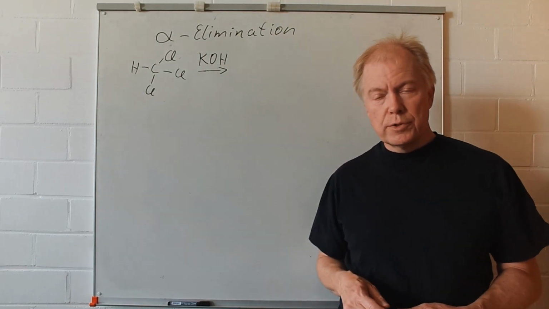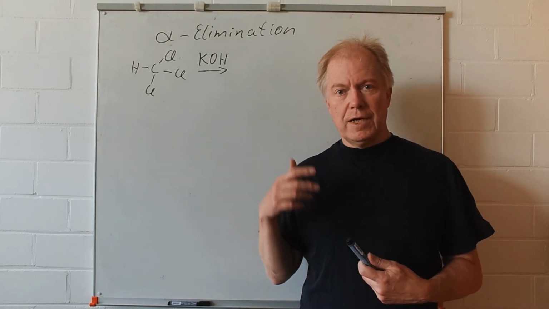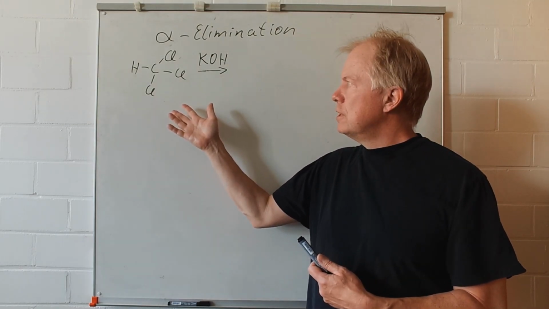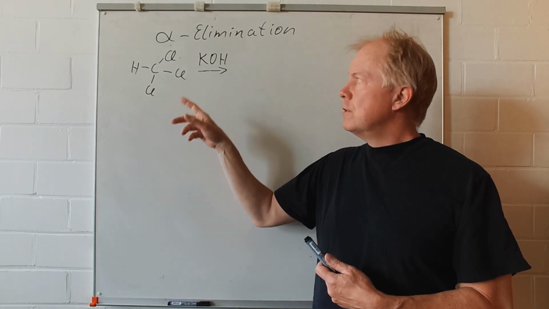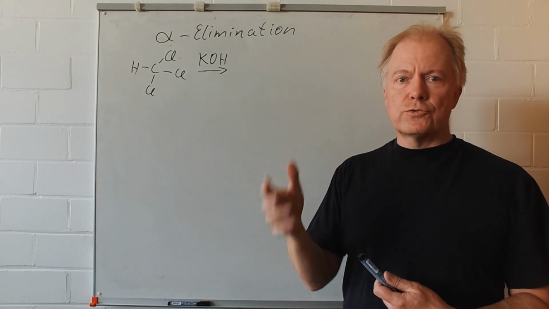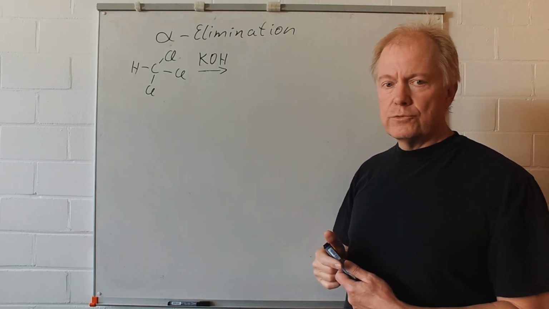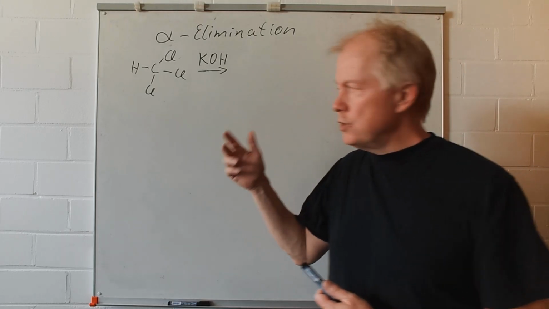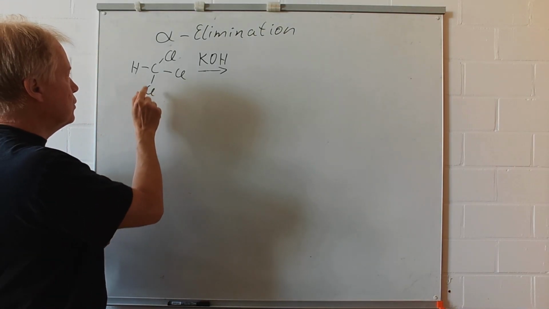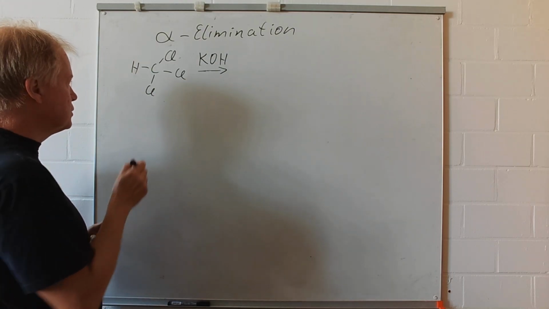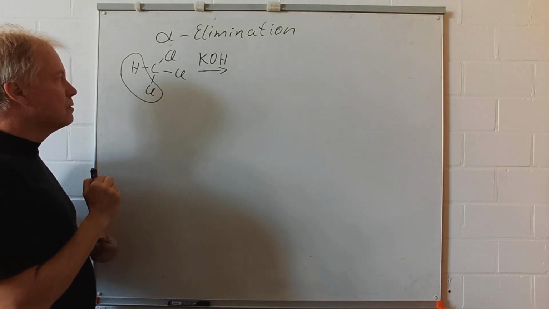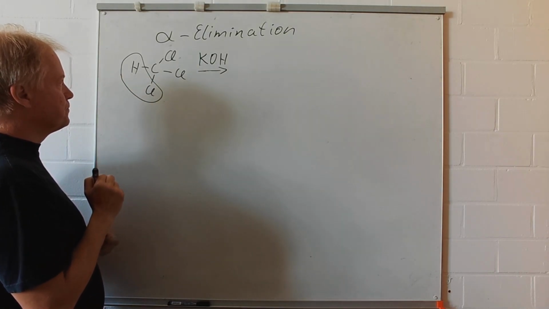In today's tutorial we will have a closer look at the alpha elimination. The most renowned example is the reaction of chloroform with potassium hydroxide as a base. Also other strong bases can be used for this reaction. And what is an alpha elimination? We have carbon as the central atom, and we try to eliminate two of those substituents, in this case a hydrogen and one of the chlorides.